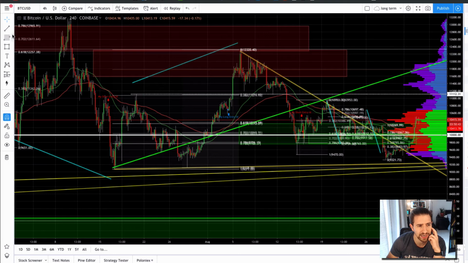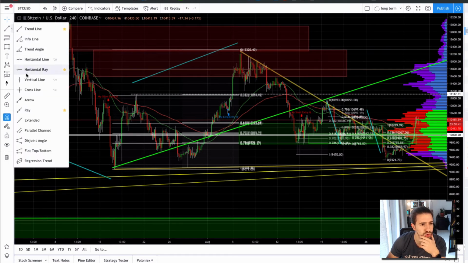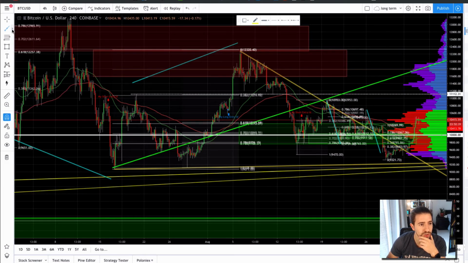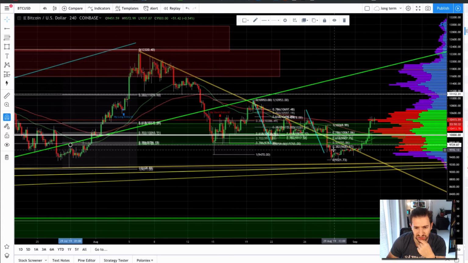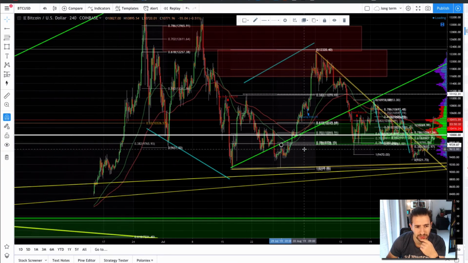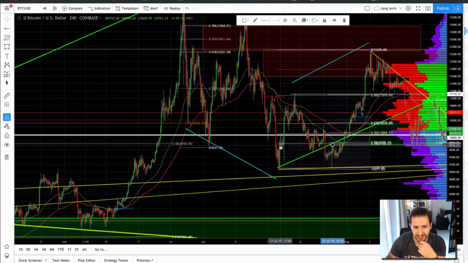So this level right here, we've got a horizontal ray. That's the breakout level. So right down here at 9,700 is the breakout W level. You've also got W's in there.